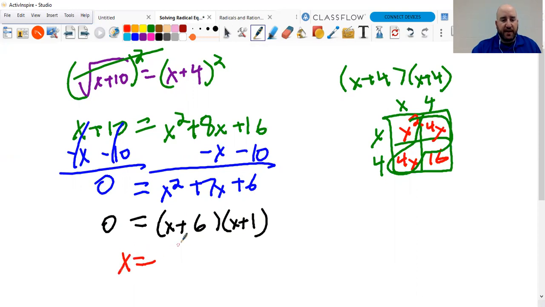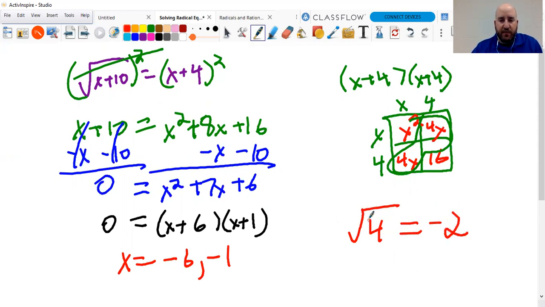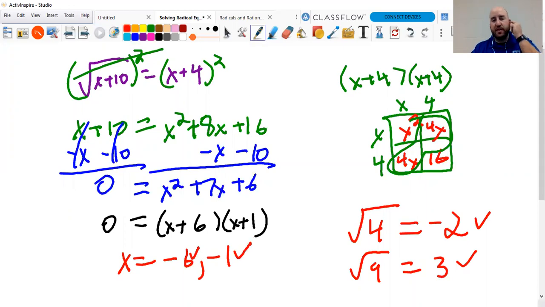So now zero product property. What cancels out positive 6? Negative 6. What cancels out positive 1? Negative 1. If you were to check these and plug them in, I'm not going to show it all, but I'll do it real quick. I would get negative 6 and 10, so I would get the square root of 4. Negative 6 plus 4 is negative 2. But again, in my book, square root of 4 is positive or negative 2. So that works, and negative 6 is good. I plugged in negative 1. Negative 1 and 10 is 9. Square root of 9 equals negative 1 and 4, which is 3. Square root of 9 equals 3. Of course, we know that's correct. So both answers are correct.